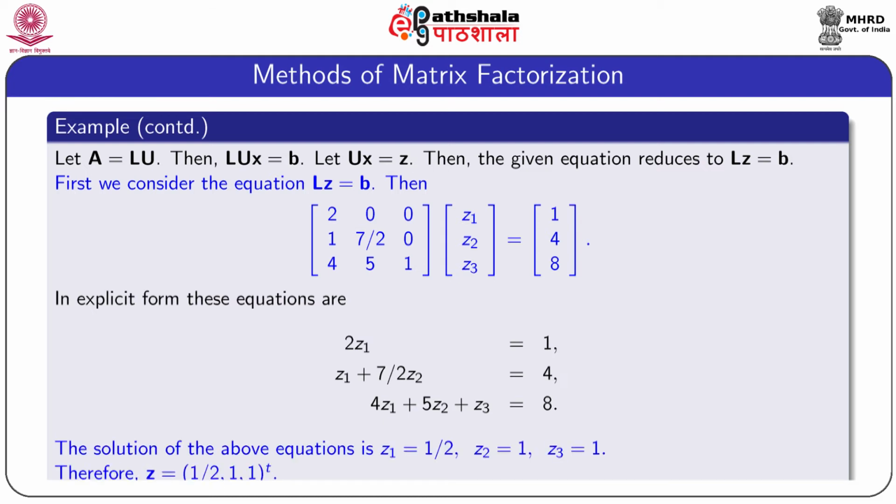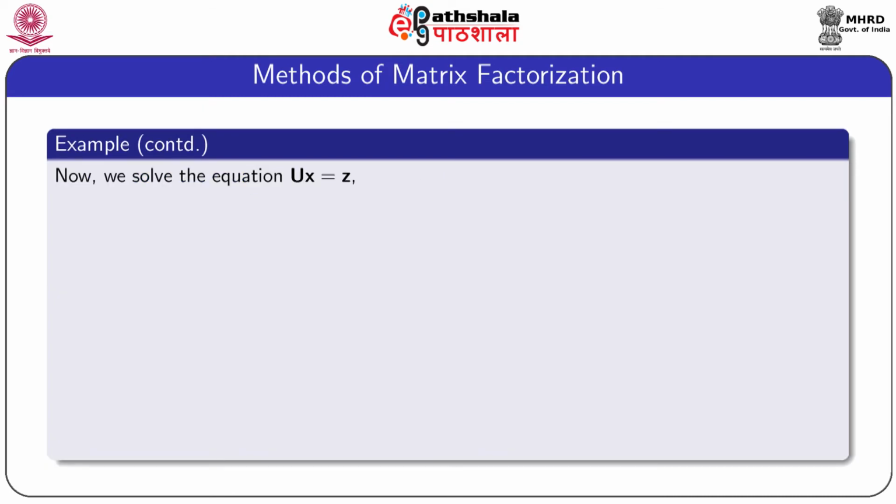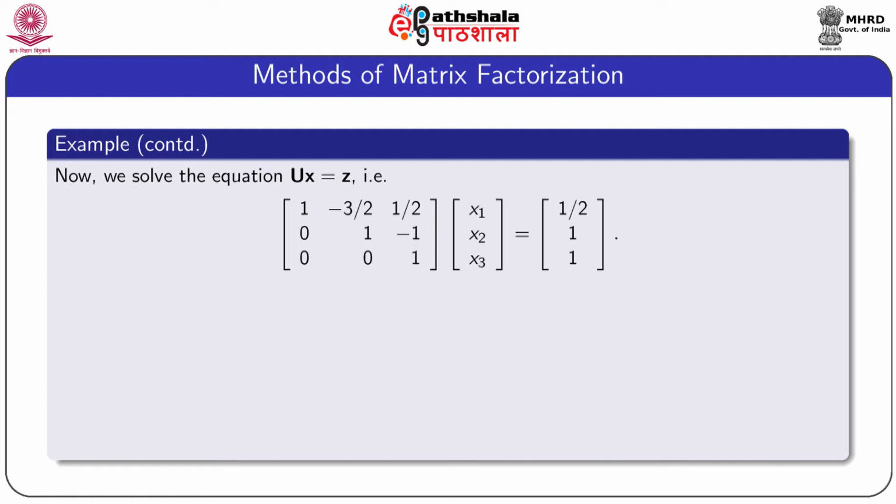Now applying the forward substitution method, we solve this system of equations and obtain the solution Z1 = 1/2, Z2 = 1, and Z3 = 1. That means the solution vector Z is (1/2, 1, 1) transpose. So using this vector Z, we can solve the equation Ux = Z. That is, the first matrix is the upper triangular matrix U, second is the column vector, the solution vector x, and the right-hand side represents the vector Z.